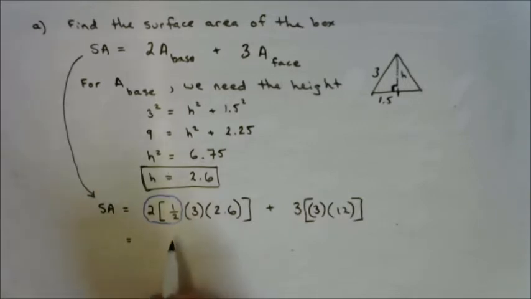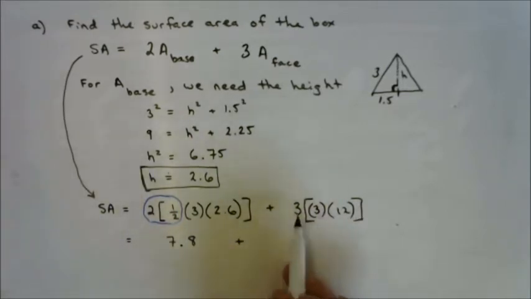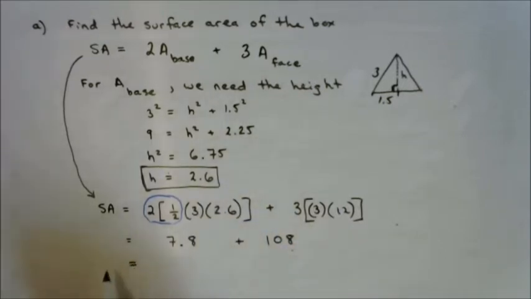Okay, and then we multiply 3 times 2.6, which if you have your calculator out, 7.8. And then this part over here, 3 times 3 is 9 times 12. 36. 108. Add those guys up. Gives us 115.8.